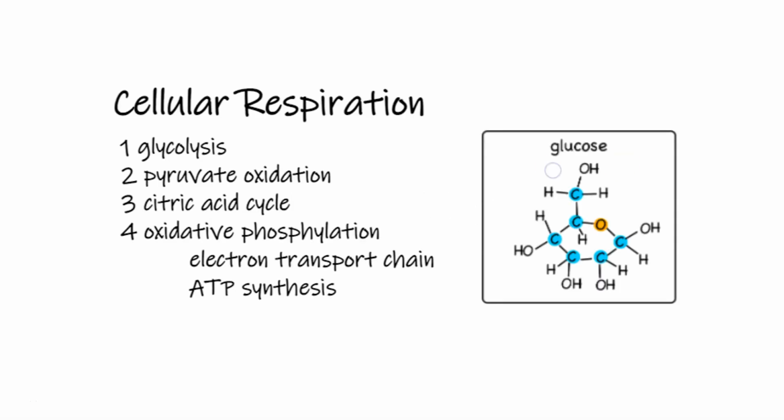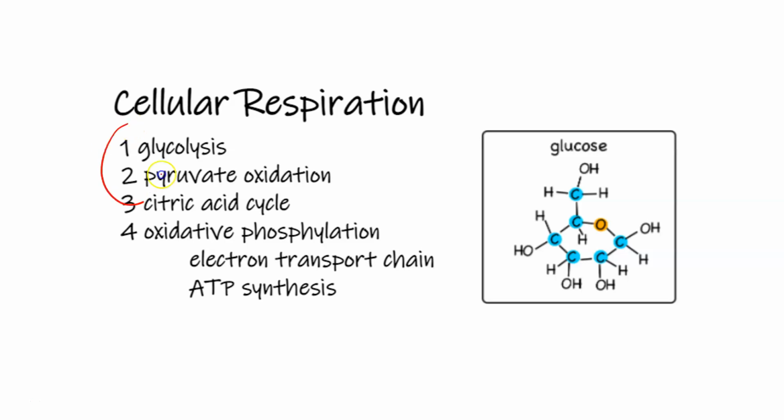Next, we're going to discuss the topic of fermentation, which is what happens when there is no oxygen present for cells to undergo cellular respiration. As you know, cellular respiration consists of four major stages. First, glycolysis. Second, pyruvate oxidation. Third, the citric acid cycle, or the Krebs cycle. And fourth, oxidative phosphorylation, which I broke down into the electron transport chain and ATP synthesis.